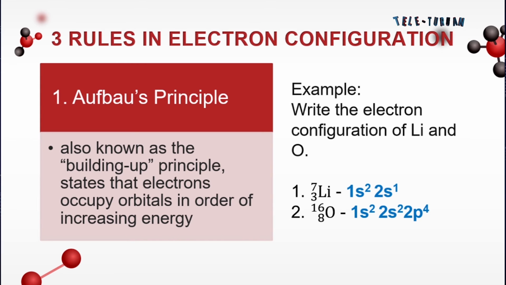And for number 2, oxygen. The electron configuration of oxygen is written as 1s2, 2s2, 2p4. Observe that 2s is filled first before going to 2p. This means that 2s has lower energy than 2p.